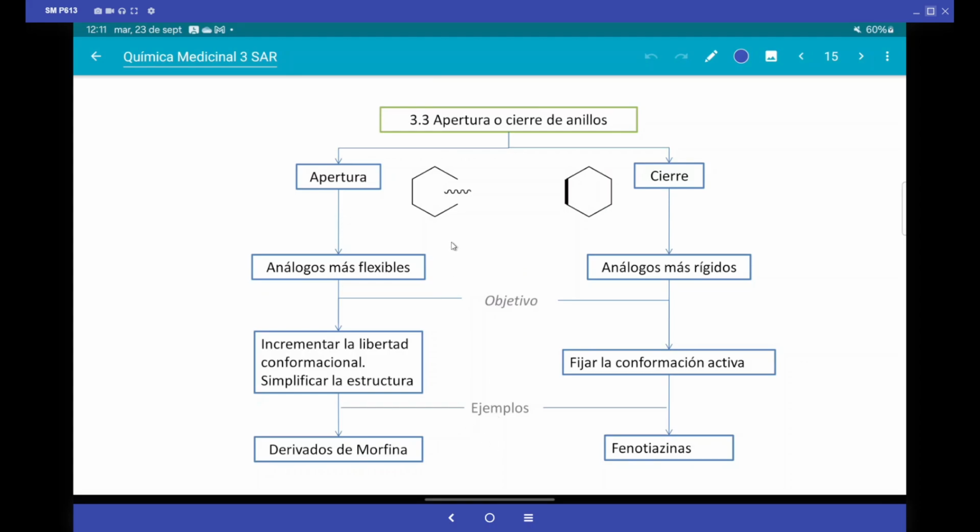If you open a ring, the analog becomes more flexible, which increases the conformational freedom and therefore simplifies the structure, as we have already seen in the case of morphine. But if you close a ring, the compound becomes more rigid, and therefore we are going to have a fixed active conformation. Example: phenothiazine. I am going to show specific examples. Now, a question. Yes, sorry.